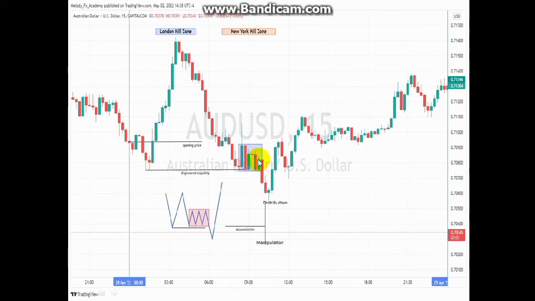Then came the next phase, as you can see right here. This was the manipulation. There was a breakout to the downside, right? What happened here is that there are retail traders who have their sell stops resting below this old low. Once price broke to the downside, their orders were tapped in to go short.